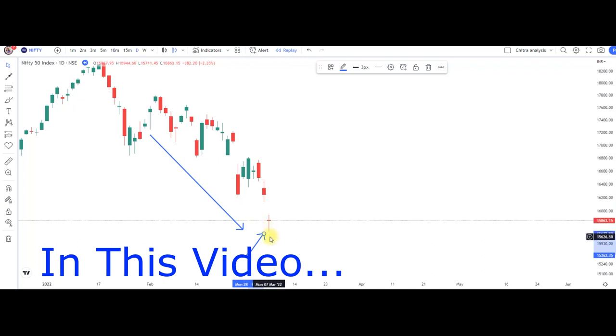At the bottom of the trend we got the doji. So this means that bulls and bears are in control. Means they are trying to push the price up. Also sellers are trying to push the price down.